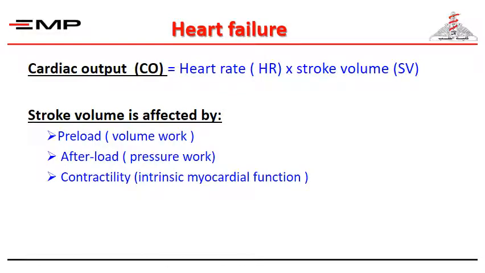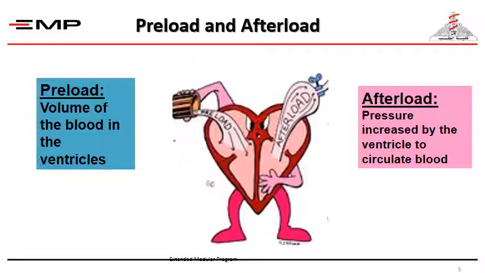Heart failure in general: the cardiac output is equal to the heart rate times the stroke volume. What are the factors that affect the stroke volume? The preload, the amount of volume of blood going to the heart. The afterload, the amount of pressure that the heart is exerting. And the contractility, this is the intrinsic myocardial function. These three factors affect the stroke volume.